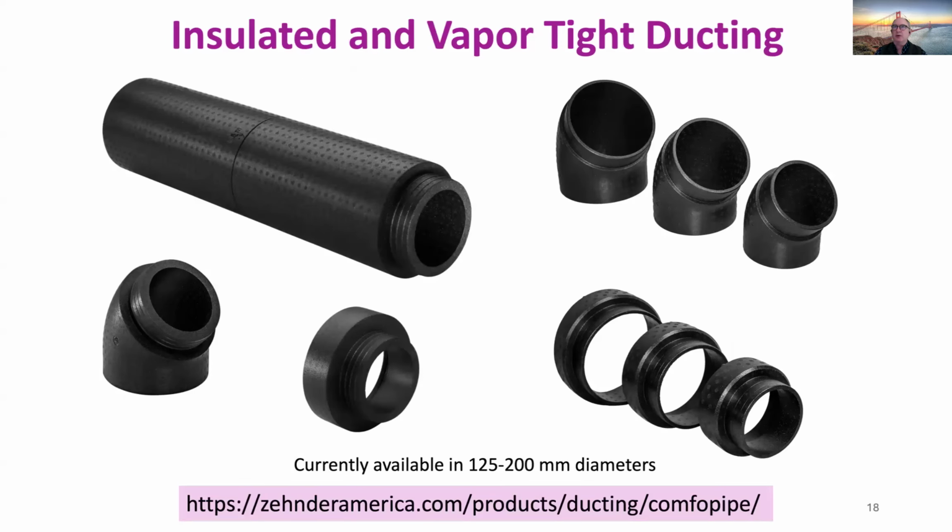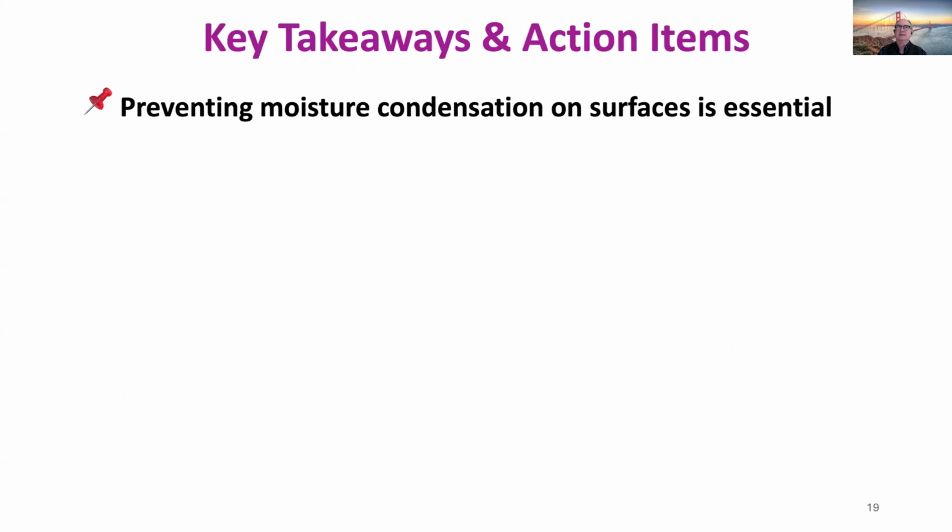Here's something we found when we were walking around the trade show recently from Zehnder America. They already make insulated and vapor-tight ducting for use with their air handling equipment, ERVs and HRVs. It's the right dimensions, 200 millimeters is 8 inches. It's pretty close to what we're interested in. And they have collars and conversions so that you can put it all together as tight ductwork. It's a great place for us to start for looking at how to properly duct these in an efficient, cost-effective manner.